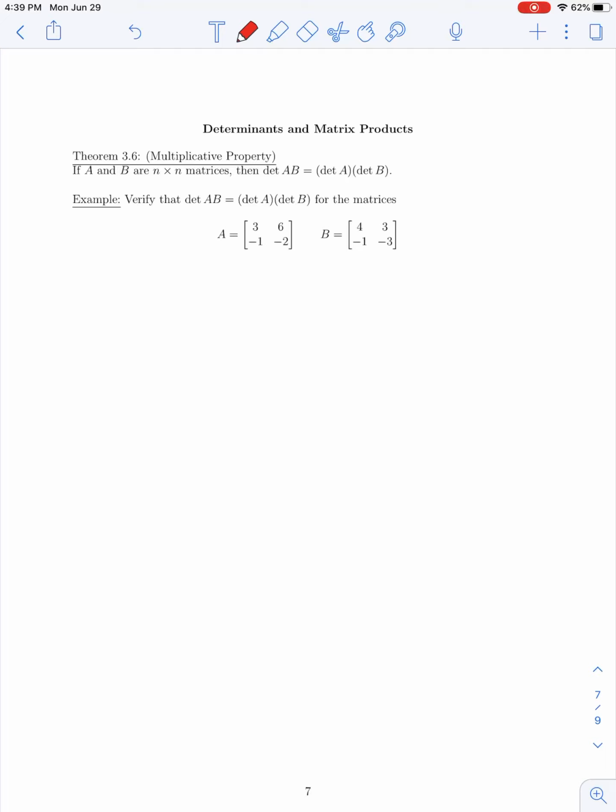So in the last part of this section, we'll look at some determinants of products of matrices, or then extended to powers of matrices. So our next result, Theorem 3.6, is sometimes called the multiplicative property of the determinant, which says that if A and B are square matrices, then the determinant of their product is equal to the product of the determinants. So in our next example, we want to verify that property for specific matrices A and B.